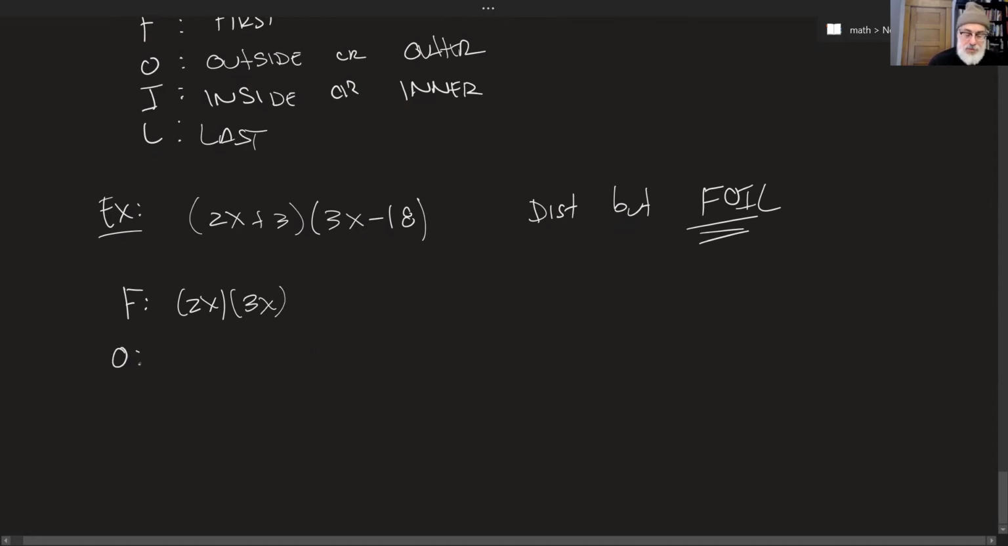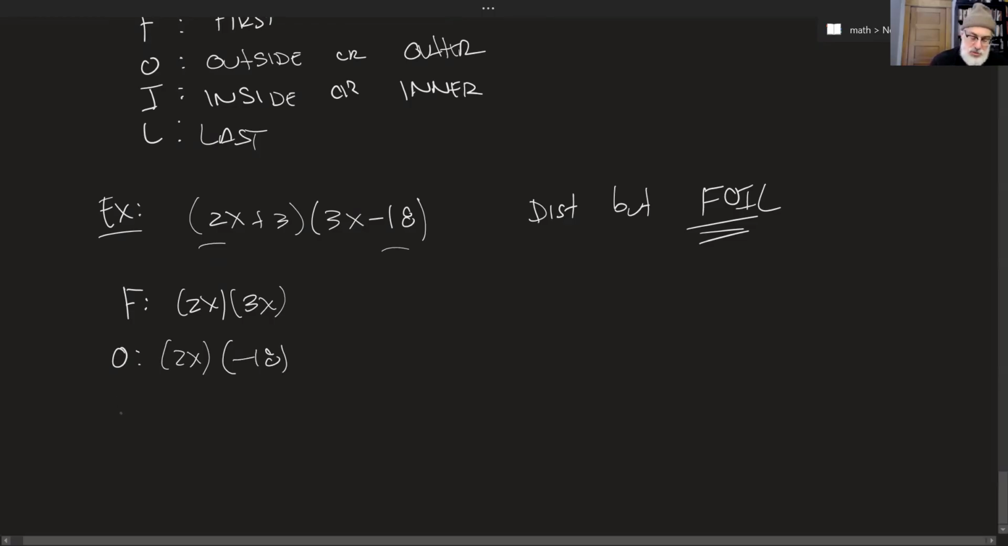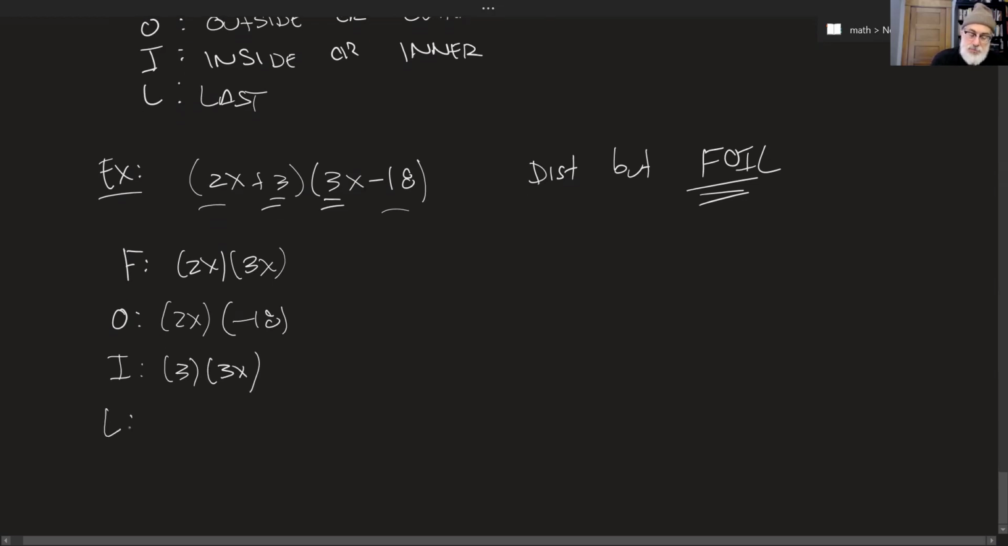Outside terms. So the outside means that if I have it set up like this, the outside is 2x and negative 18. It's always the outside, however you've written it. If you swap these, you'll notice that the outside term changes, but that means the inside term also changes. So the inside terms are what's together, 3 and 3x. And finally, the last term is this and this. So 3 and negative 18. In binomials, this is usually a constant term.